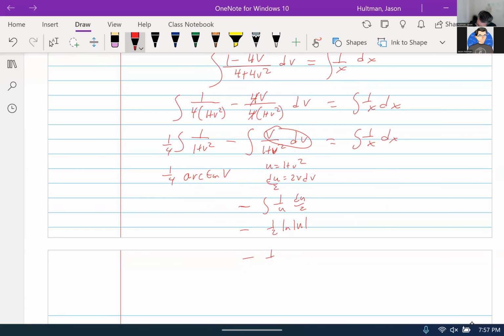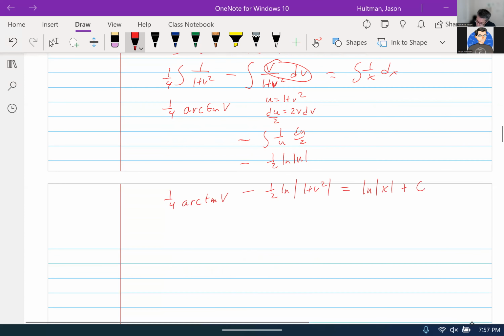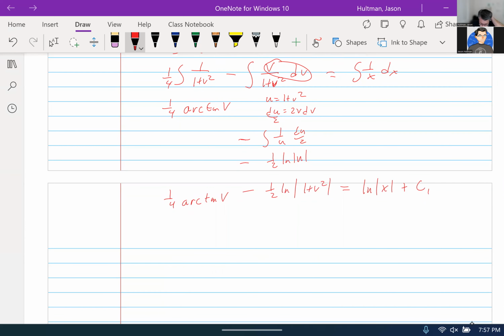But what was u? u was 1 plus v squared. And so we have our 1/4 arctangent v minus 1/2 natural log of the absolute value of 1 plus v squared is equal to, what's the integral of 1 over x dx? That's just natural log of x. So natural log of the absolute value of x, and then let's add on our plus c. I'm going to call that plus c1 because that c is going to change in a second.